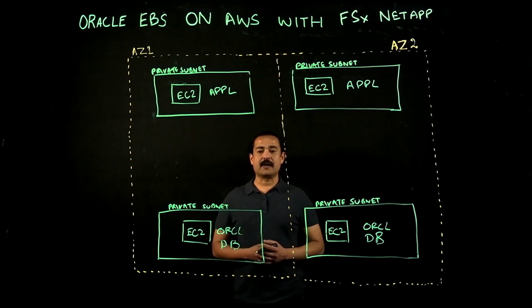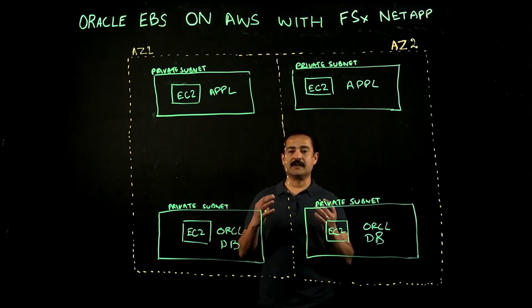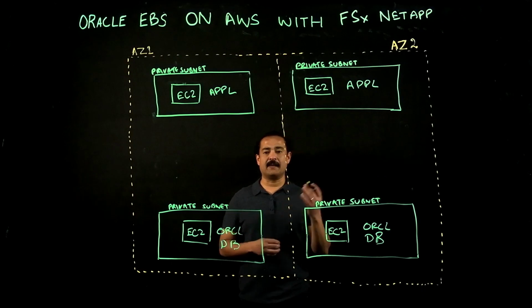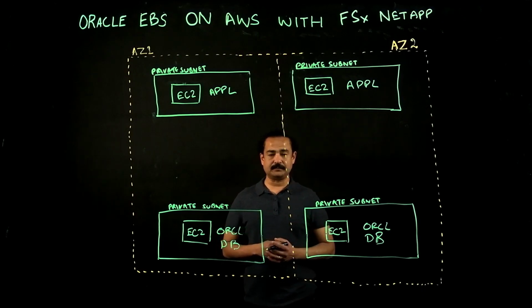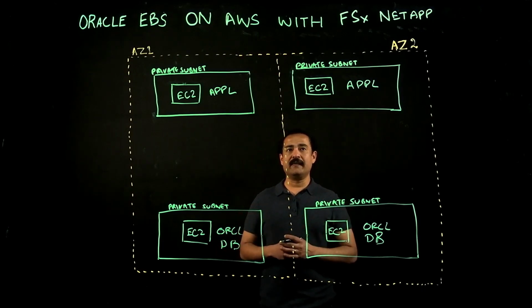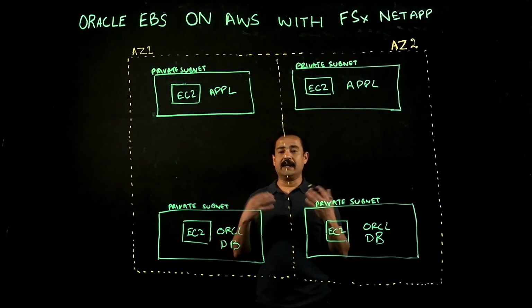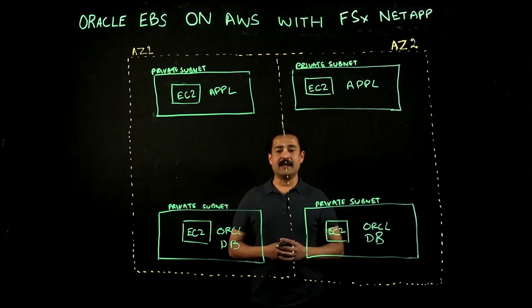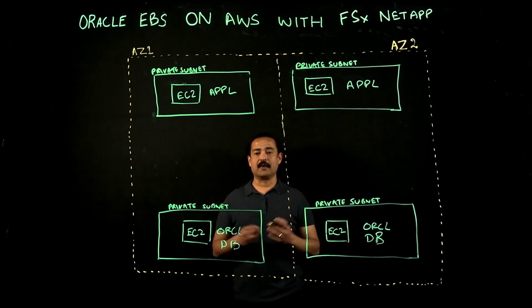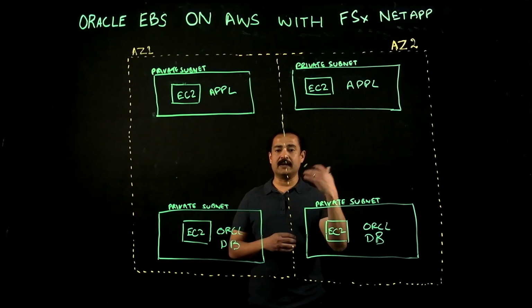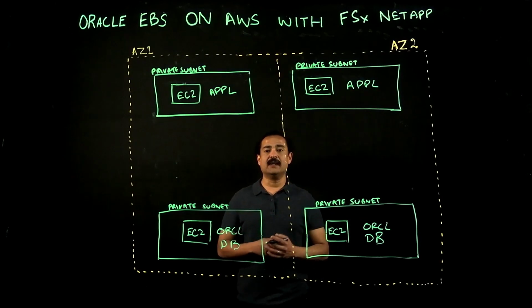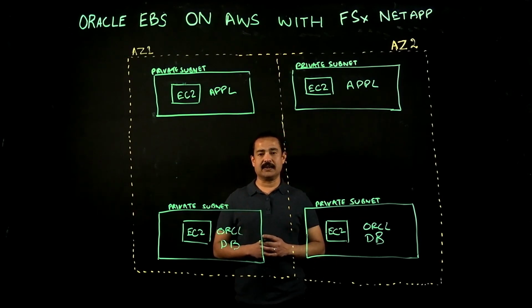And today we're going to talk about how to host Oracle applications on AWS using the FSx NetApp file system offering that we have. As you're probably aware, EBS is an internal only application, which means that EBS is not really exposed to the internet unless you are running modules like iProcurement or iStore that need to be accessed from the internet. Most of the time it's a backend application.